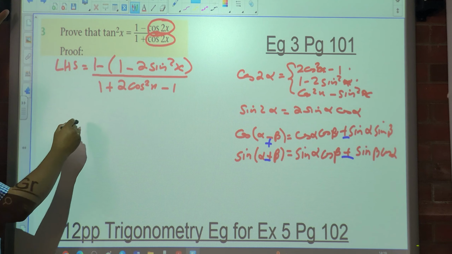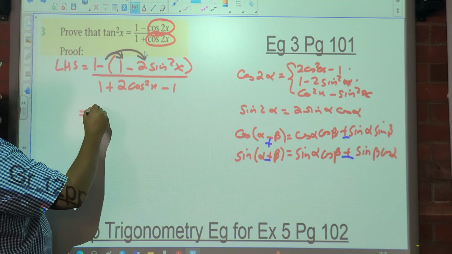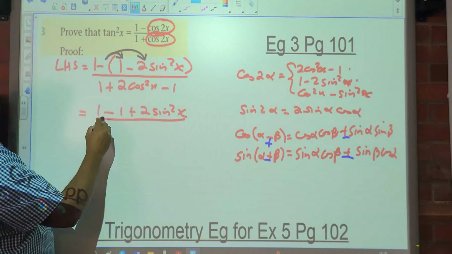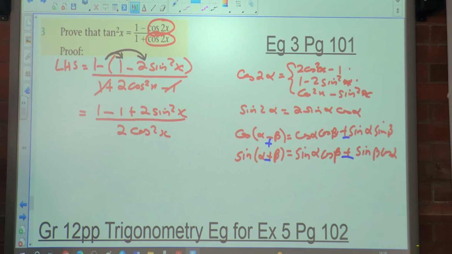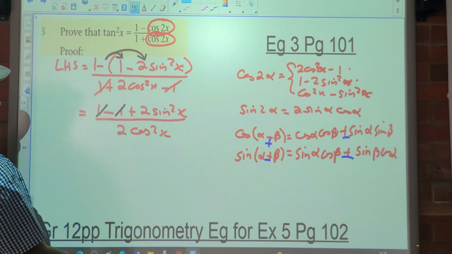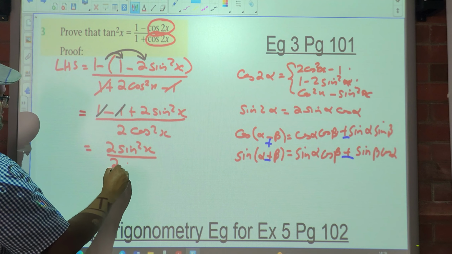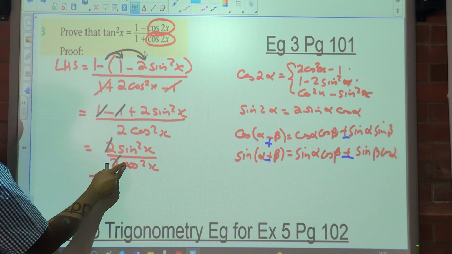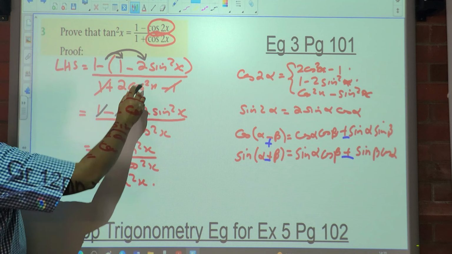Okay. So what do we do now? We get rid of the brackets. So it's 1 minus 1 plus 2 sine square x. And this is over 1 plus 2 cos square x minus 1. That cancels, 2 cos square x. Now what? 1 and the negative 1 cancel. Not so? So what are we left with? 2 sine squared x over 2 cos squared x. So what happens? 2 is cancelled. What is sine over cos? Tan. Sine squared x over cos squared x? Tan squared x.